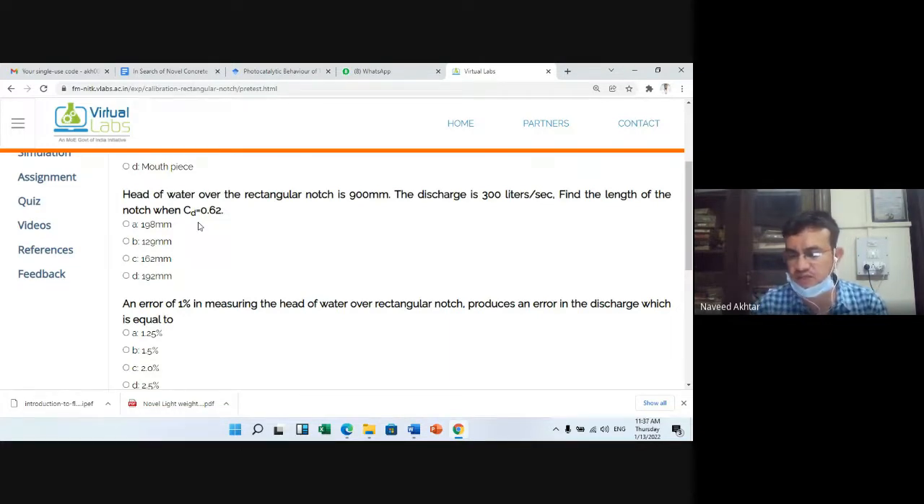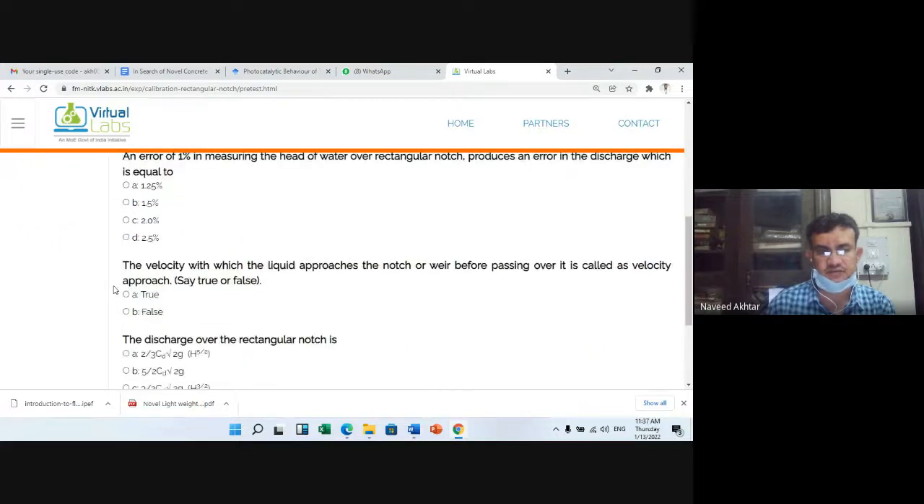So put the value. Sometimes you have to find out the length of the notch. Length of notch you can find out by using this formula: Q is equal to 2 by 3 CD into L under root of 2G H to the power of 3 by 2. Put all these values and you can get the answer. I have got the answer 192.